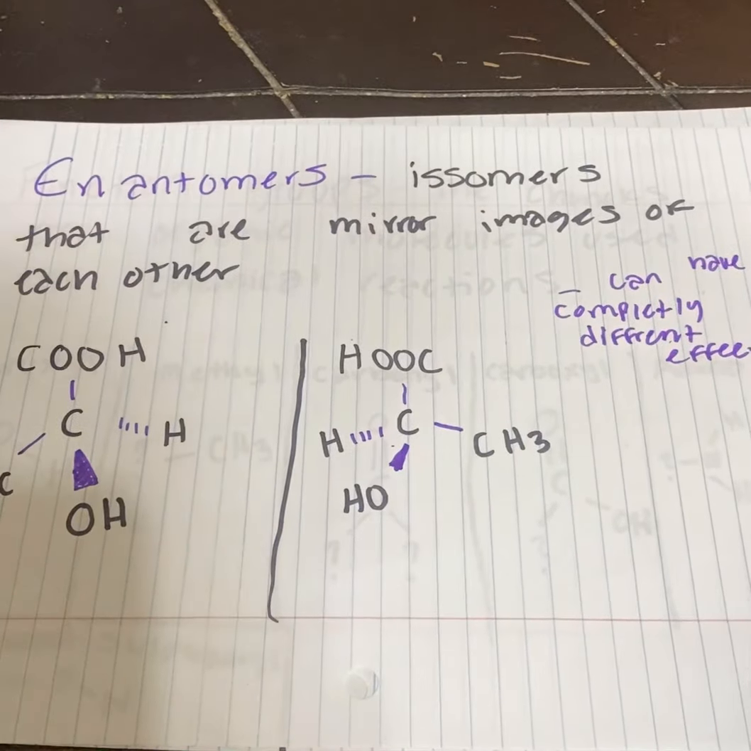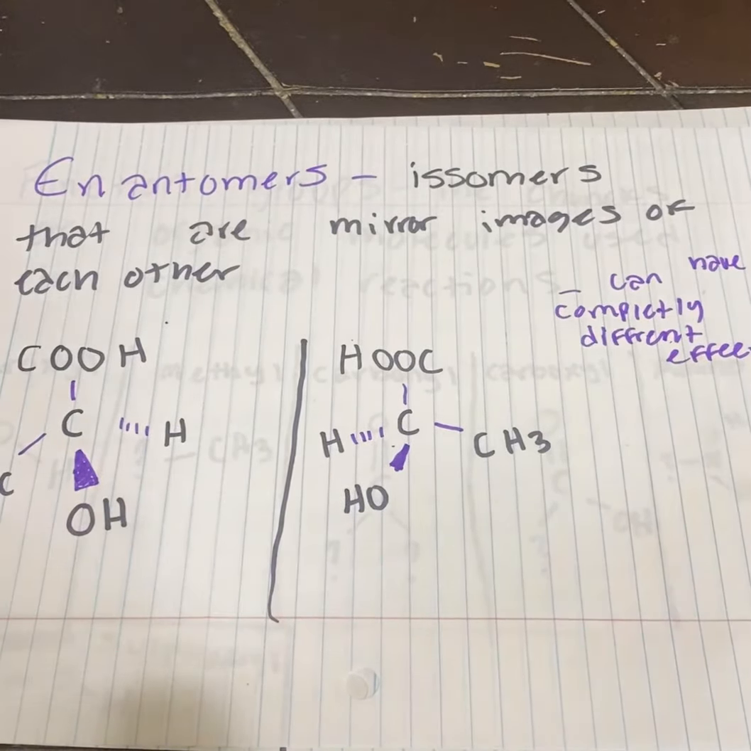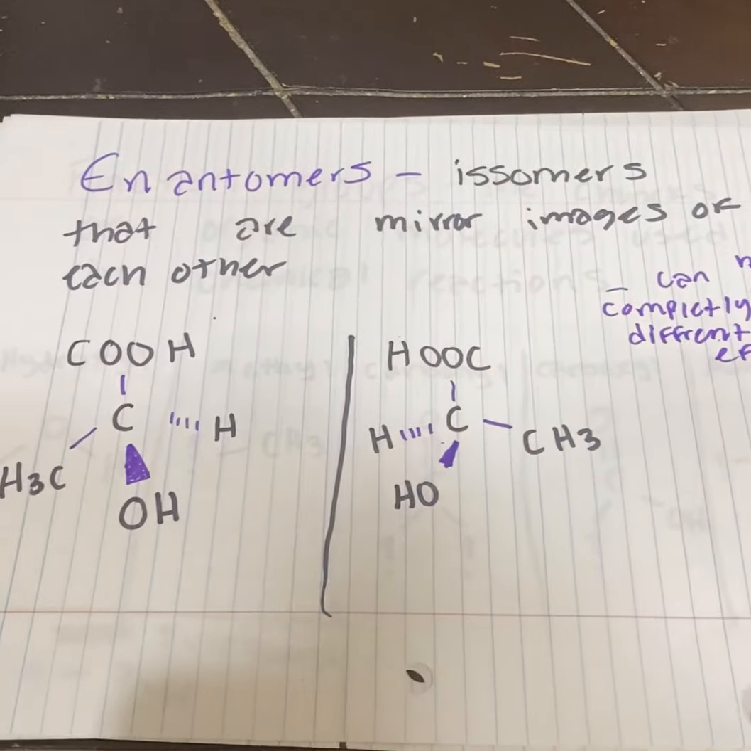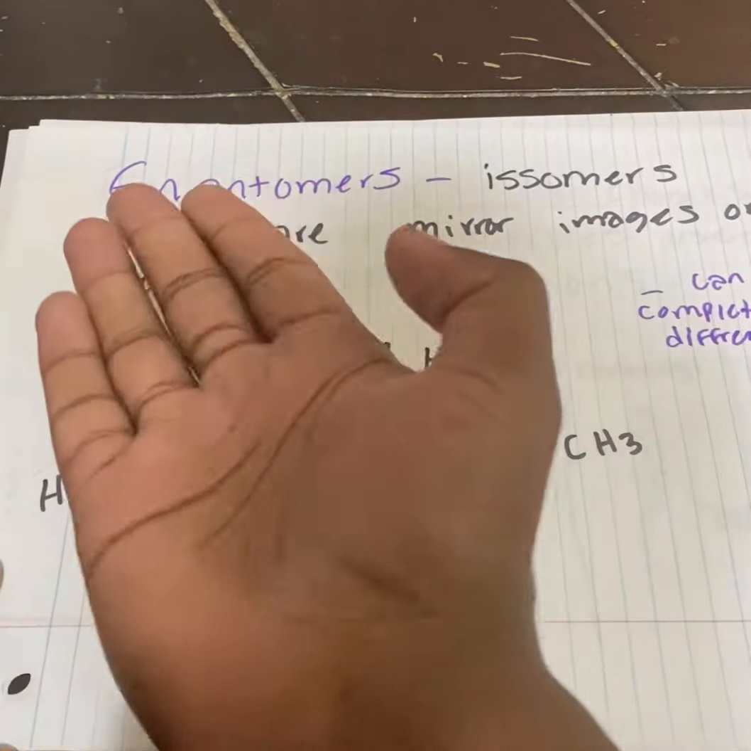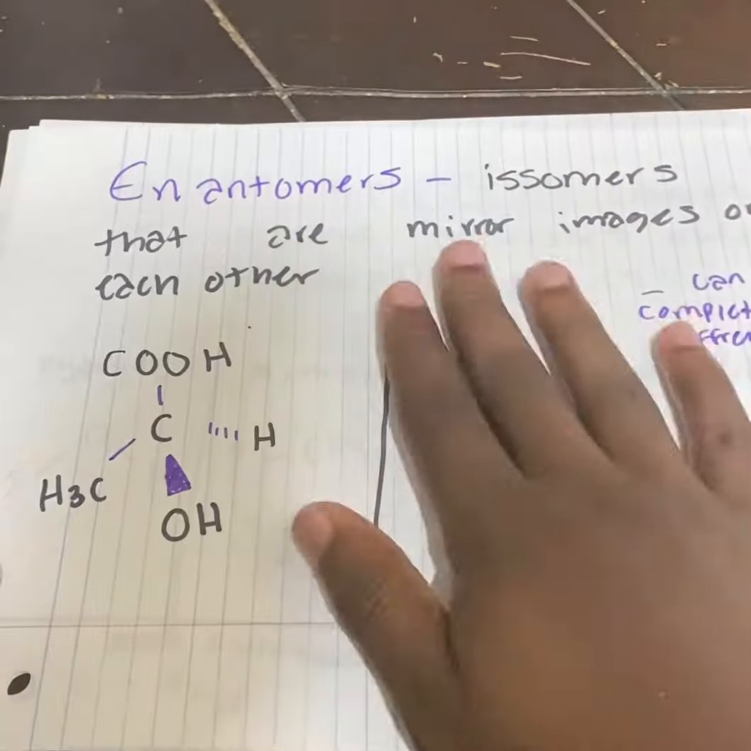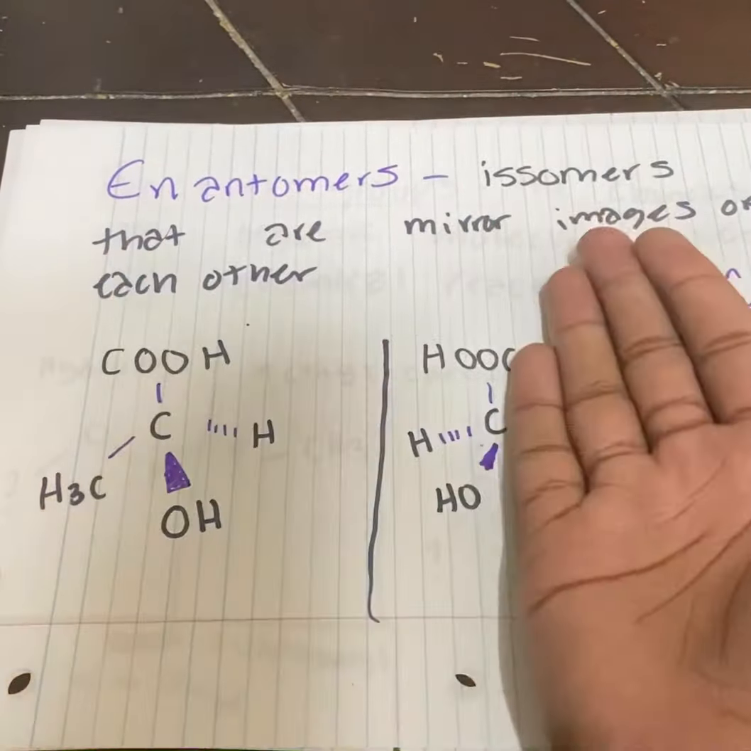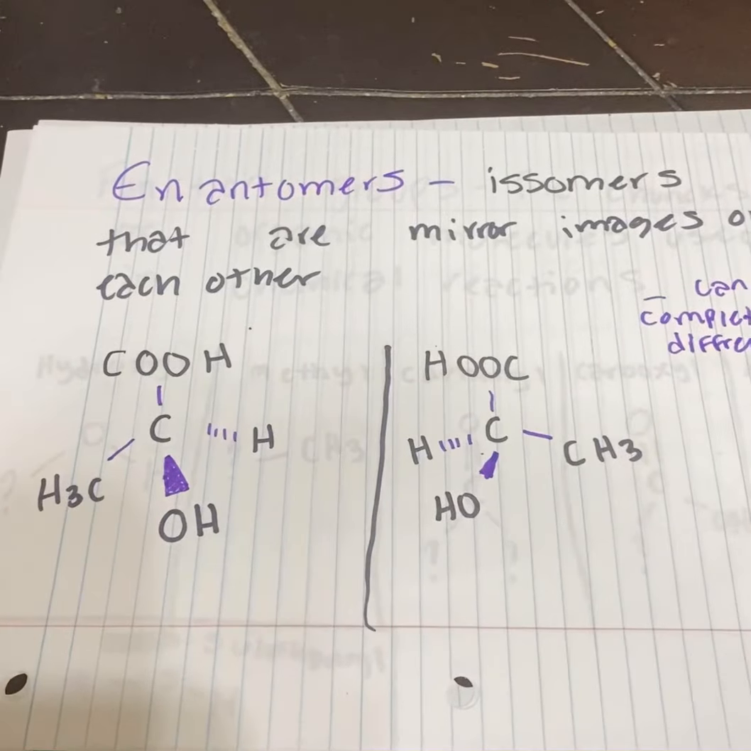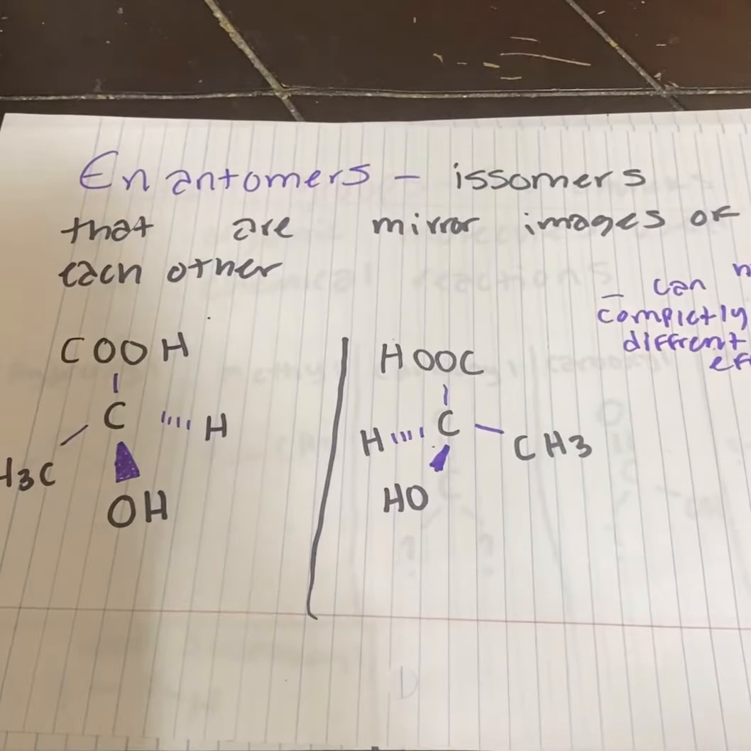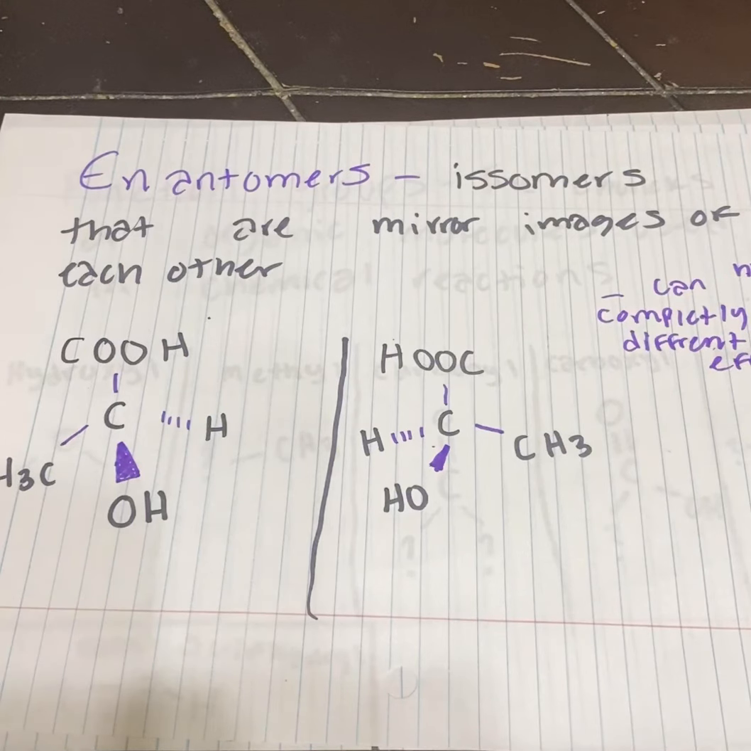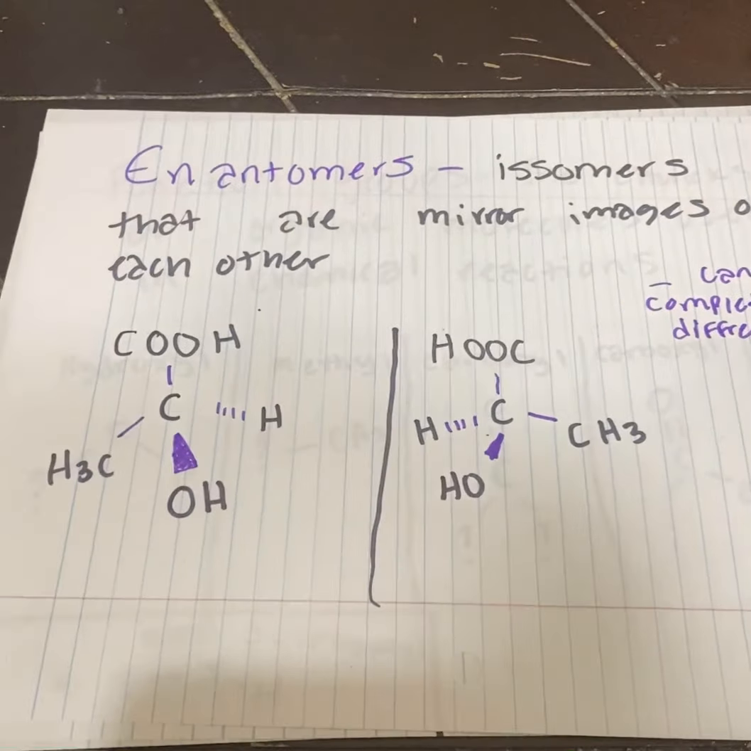Enantiomers are isomers that are mirror images of each other. So these two, for example. So if you took this and you flipped it, then it'll be like that. Sort of like that. If you flip it like that, it'll be those. They're mirror images. And they can have completely different effects from each other. For example, ibuprofen has an isomer. So ibuprofen can help with headaches and body aches, but its isomer does not. So that's why it matters. You can't just use the mirror image of something.